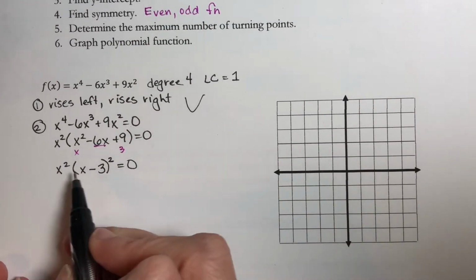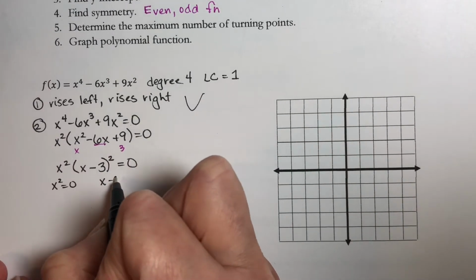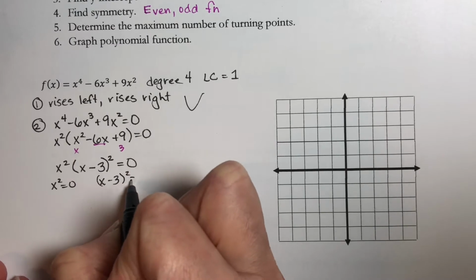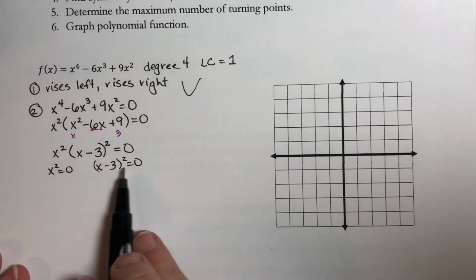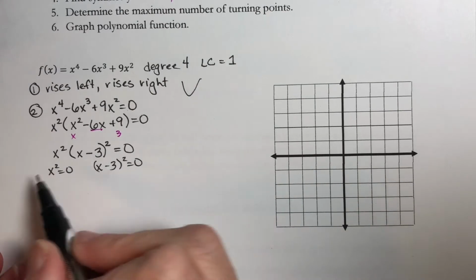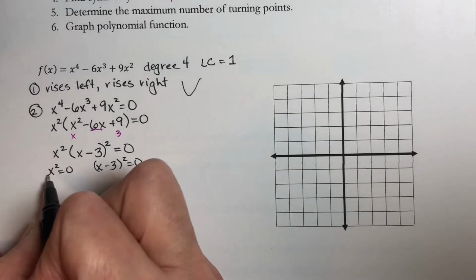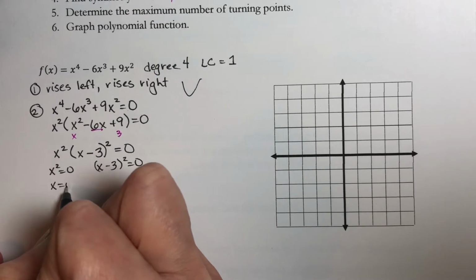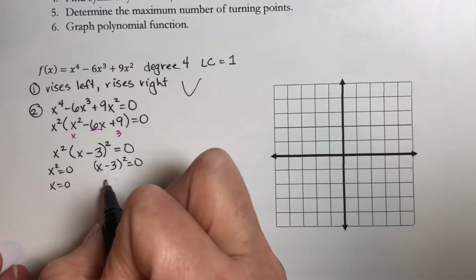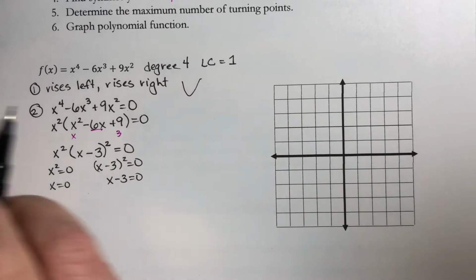So now I set each of these equal to 0. x squared equals 0, x minus 3 squared equals 0. And you don't need to solve these twice because basically these are each going to have multiplicity of 2, because you're going to get each answer twice. Well, this equals 0 only when x equals 0. And this is essentially x minus 3 equals 0.